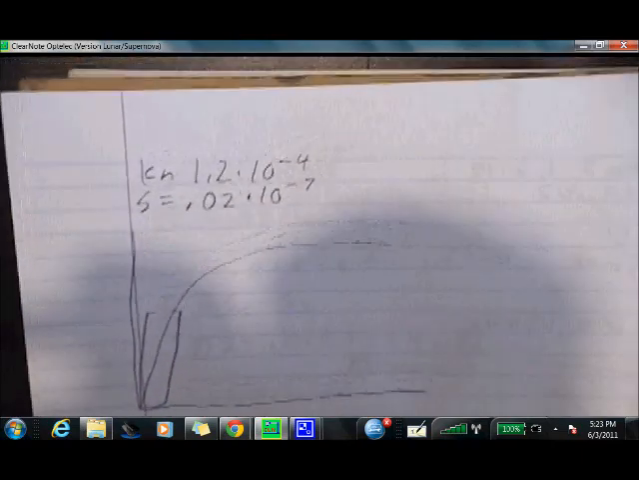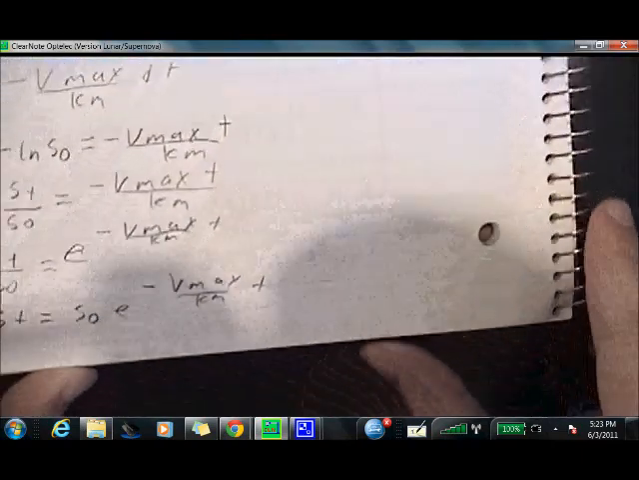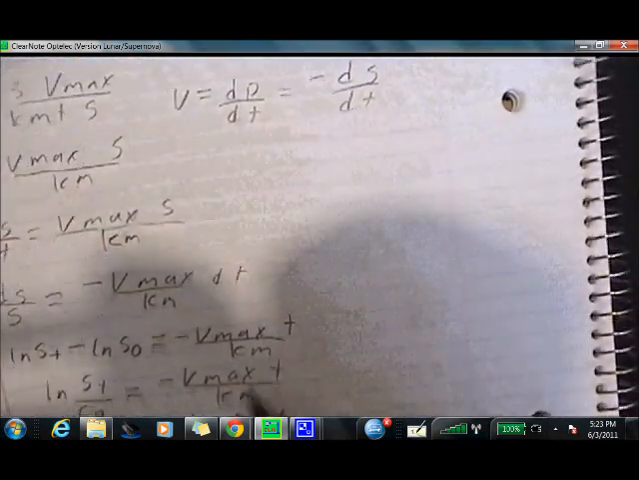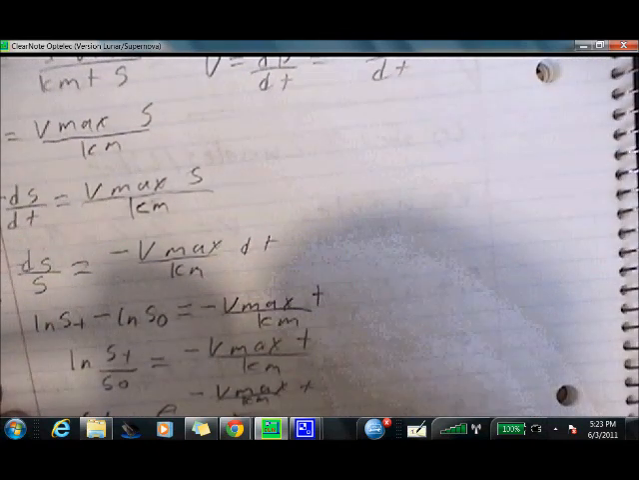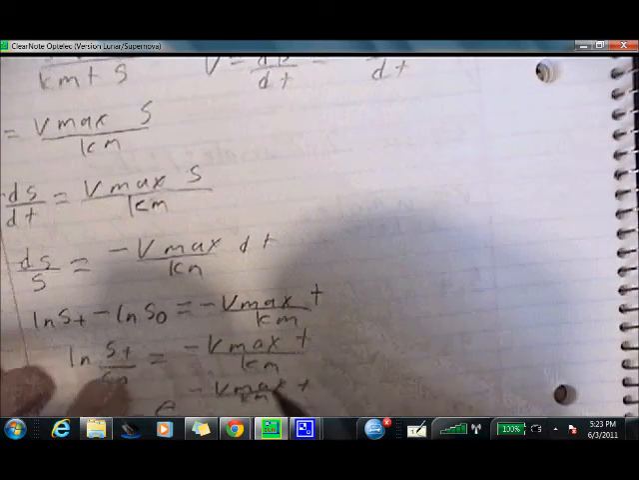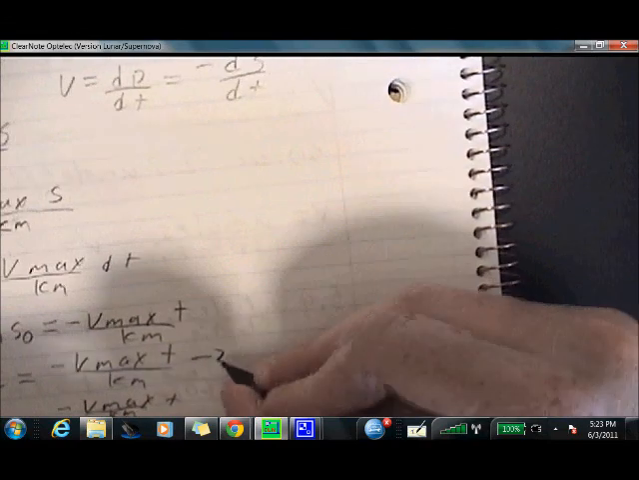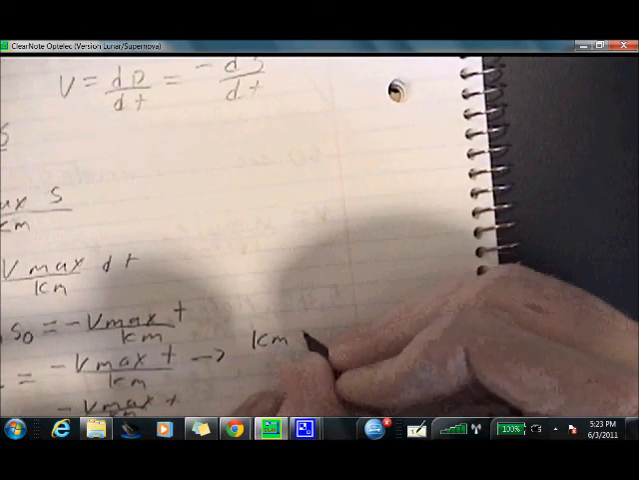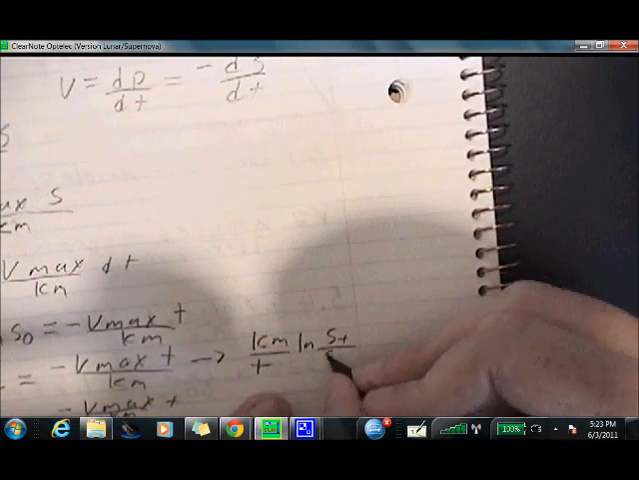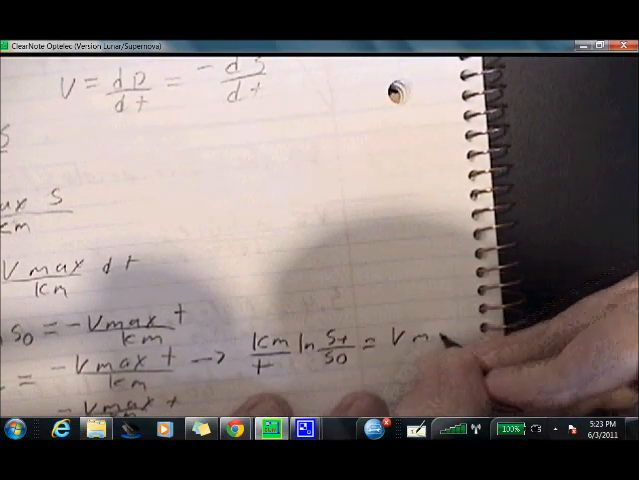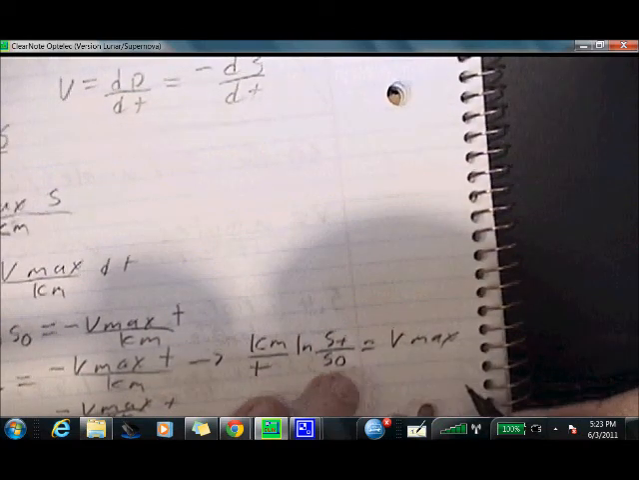Okay. What that means is that we don't have V max. So from here we have to find our V max. I'd like to go back to this part to find my V max. I'm going to multiply this side by negative Km over T. So now I'm going to have Km over T ln st over so equals V max.